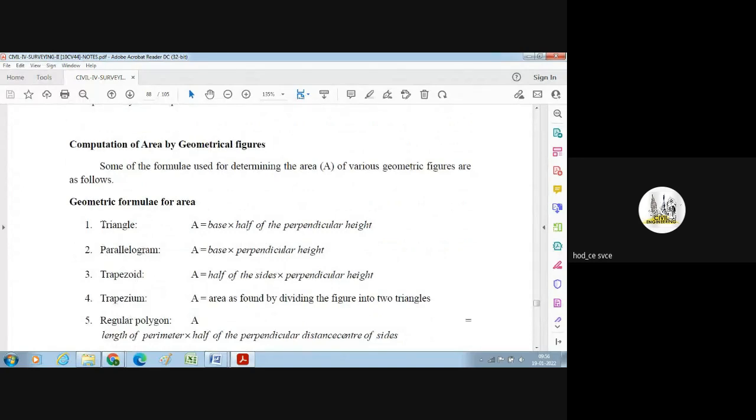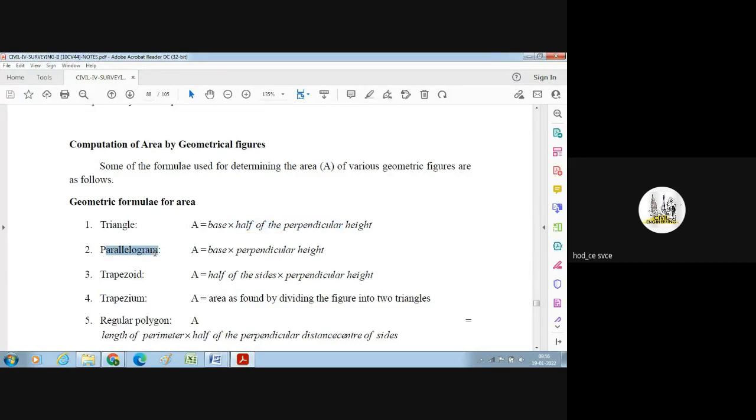See here, for the triangle, what is the triangle formula? Half into base into height, right? Here, half of the perpendicular height multiplied with base. So perpendicular height and baseline is the one thing, and this is the half of the perpendicular height. Baseline to perpendicular, right? So this is the half of the perpendicular height they have given here. That means half into base into height.